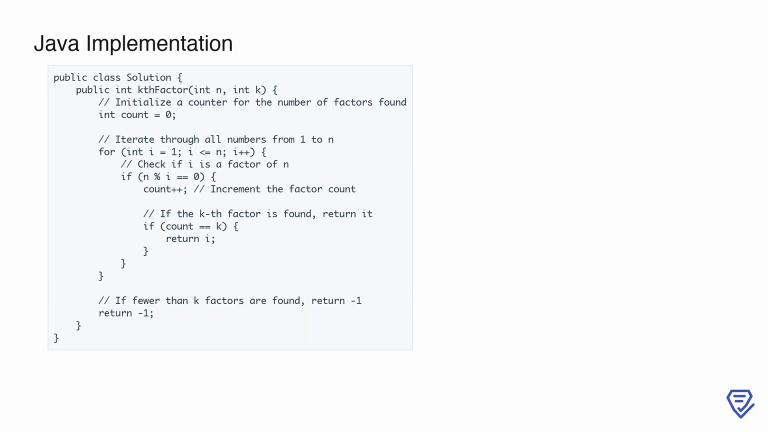This is the Java implementation of LeetCode problem number 1492, the kth factor of n. The logic mirrors the Python solution, iterating through all integers from 1 to n to find factors of n. The method uses a counter to track the number of factors and returns the kth factor when found. If fewer than k factors exist, it returns -1. Key differences include Java's explicit type declarations and the use of a for loop with a bounded range.